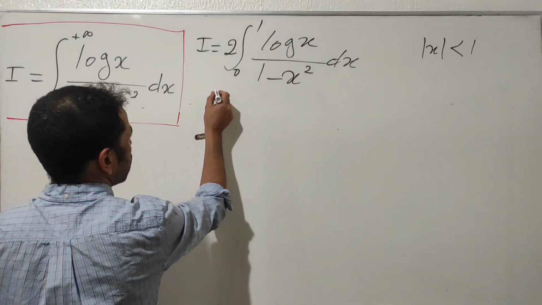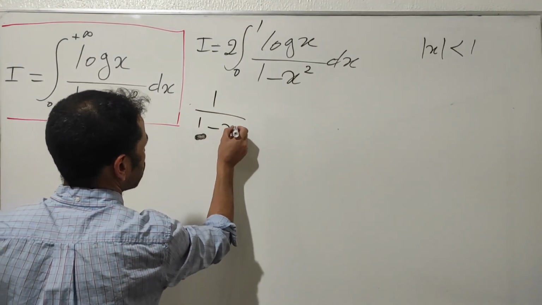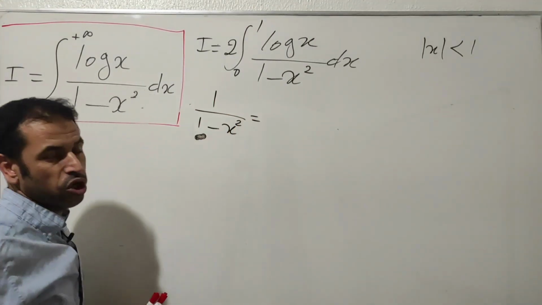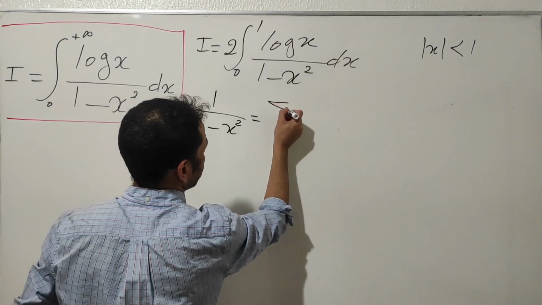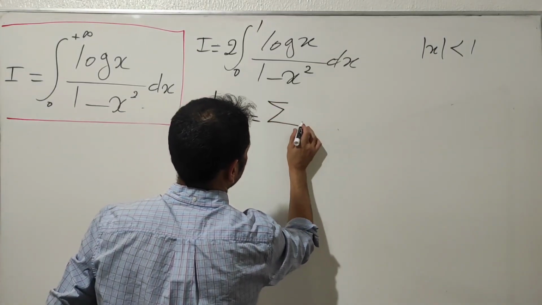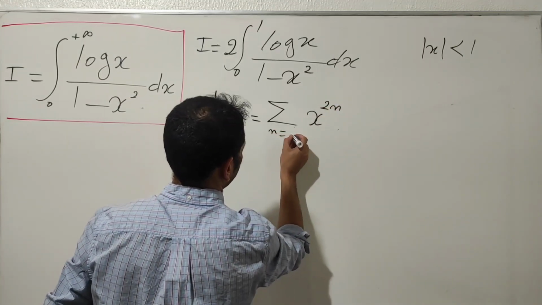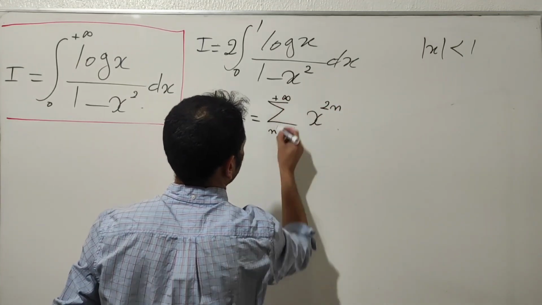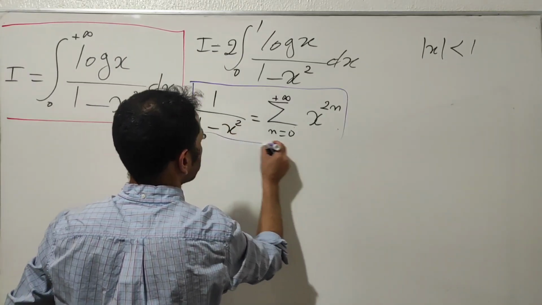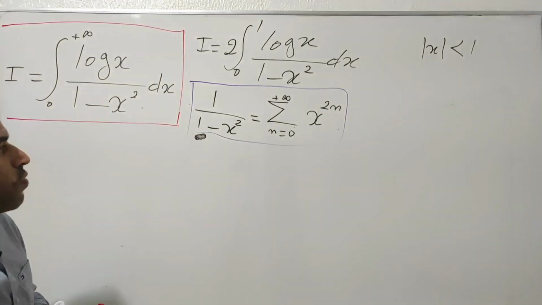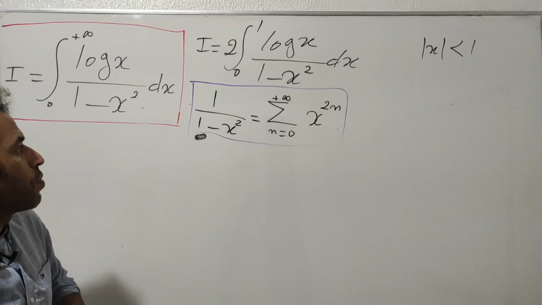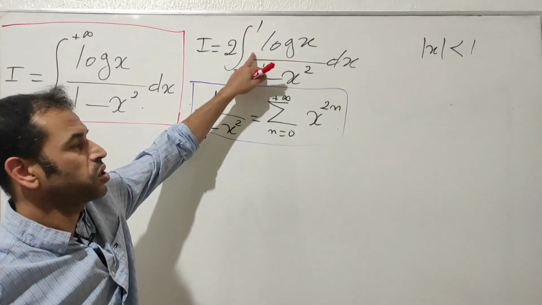If you take a look at the denominator of this function, it is a geometric series, which means 1 over 1 minus x squared equals the geometric series, a sum of x to the 2n as n runs from 0 to plus infinity.